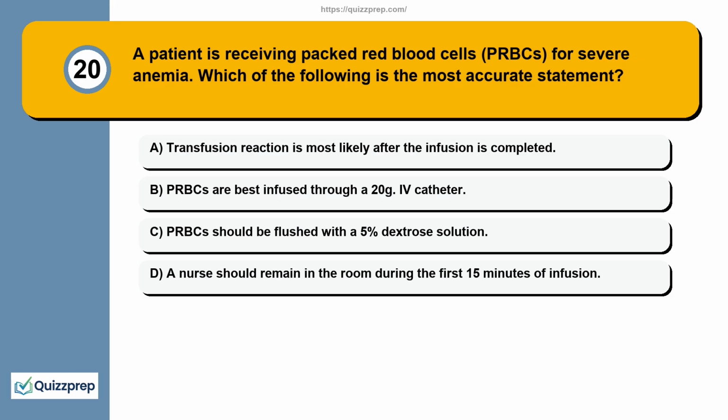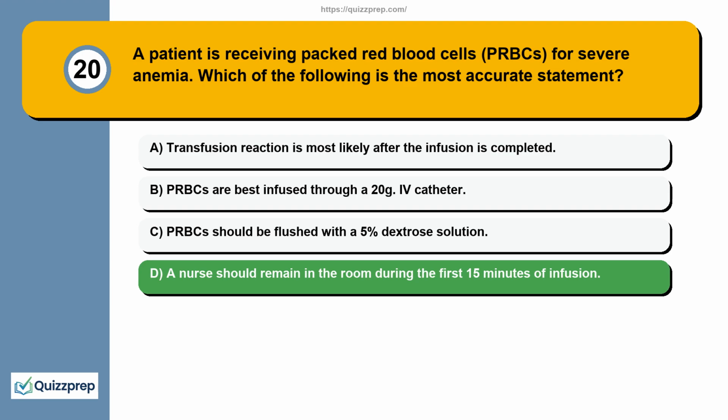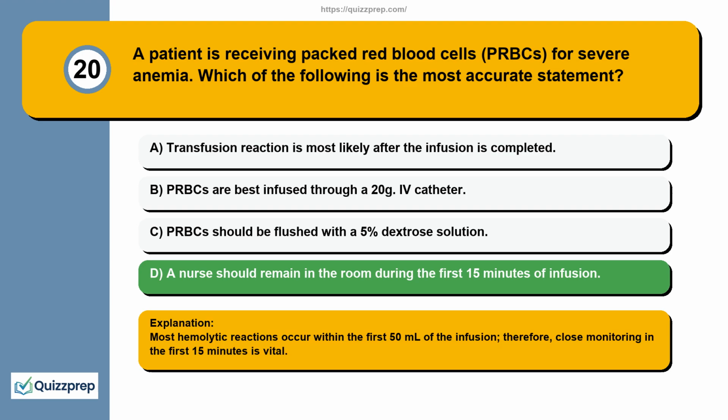Question 20. A patient is receiving packed red blood cells, PRBCs, for severe anemia. Which of the following is the most accurate statement? Transfusion reaction is most likely after the infusion is completed. PRBCs are best infused through a 20 G/4 catheter. PRBCs should be flushed with a 5% dextrose solution. A nurse should remain in the room during the first 15 minutes of infusion. Most hemolytic reactions occur within the first 50 ml of the infusion, therefore, close monitoring in the first 15 minutes is vital.